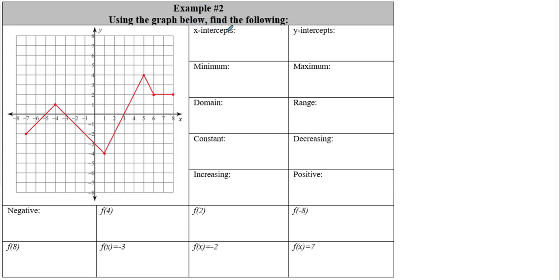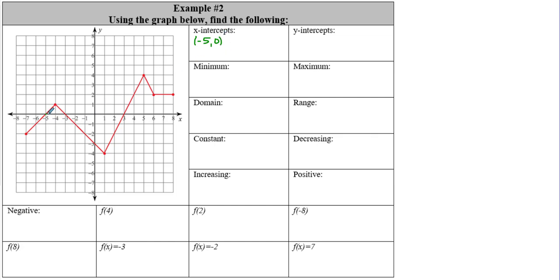So we got x-intercepts. Remember, this is where we cross the x-axis. So looks like we cross the x-axis right here, going from left to right. So our first point, remember these we want to list as ordered pairs. So we got an x-intercept at (-5, 0).